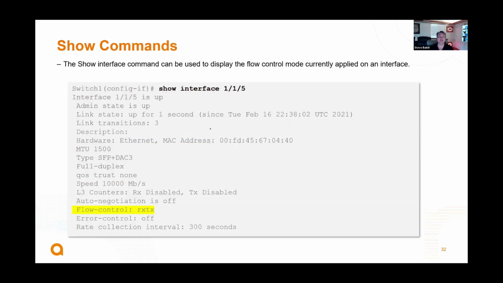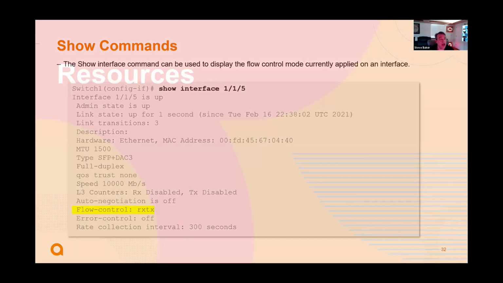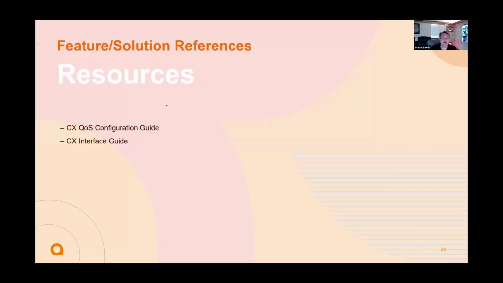So here is just a simple example, of course, of the receive and transmit flow control that's now been enabled, and we can see that when we do the show interface 115 command. Again, for resources, the QoS configuration guide as well as the CX interface configuration guide are great resources.